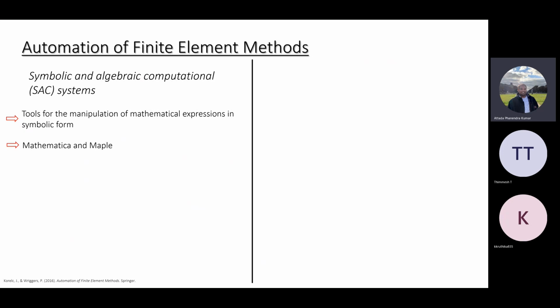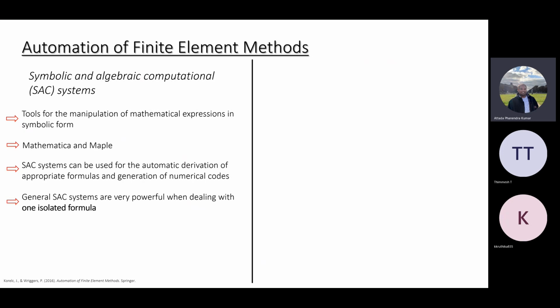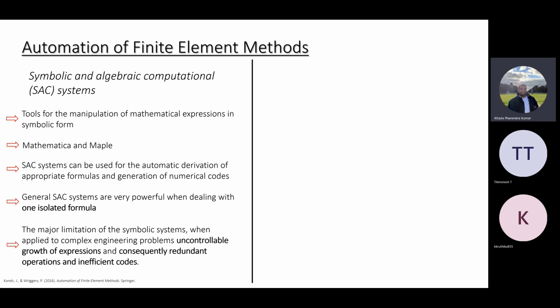But what Mathematica offers is you can derive the formulas and generate numerical codes. But the problem with Mathematica is that we can use only one isolated formula. Let's say we have a loop, like in finite element, we have loops. We need to assemble the stiffness matrix. We need to solve a nonlinear FEM code using Newton-Raphson. This creates a lot of problems because there is uncontrollable growth of expressions. So this makes the code inefficient.